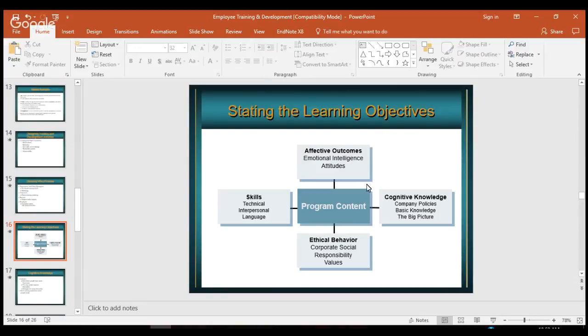Second, a cognitive. So the whole intelligence, learning new knowledge, company practices, strategies, how to do something. Third, ethical behavior, where we talk about corporate social responsibility, values, all of those. And then skills, quite frequently the target for training, especially skills. Technical skills could be interpersonal, could be just how to do something. So again, we are looking at multiple objectives from all of these interventions.